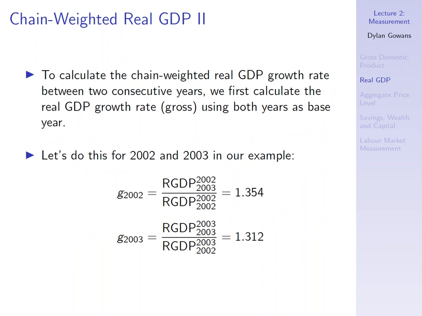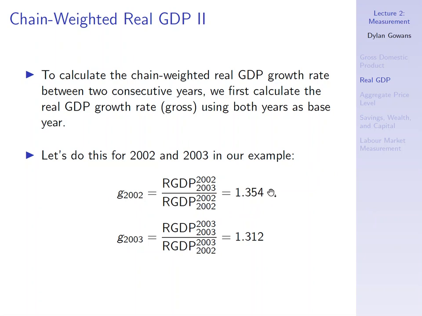So to calculate the chain-weighted real GDP growth rate between two consecutive years, we first calculate the real GDP growth rate using both years as base year. So in other words, we do what we did before. We calculate real GDP for both years, and we're going to do it twice. So we're going to calculate real GDP for both years using 2002 prices, that is using 2002 as the base year. And then we're going to do it again using 2003 as the base year. And then we're going to figure out what the growth rate of real GDP was in both of those cases. So that's what we do here.